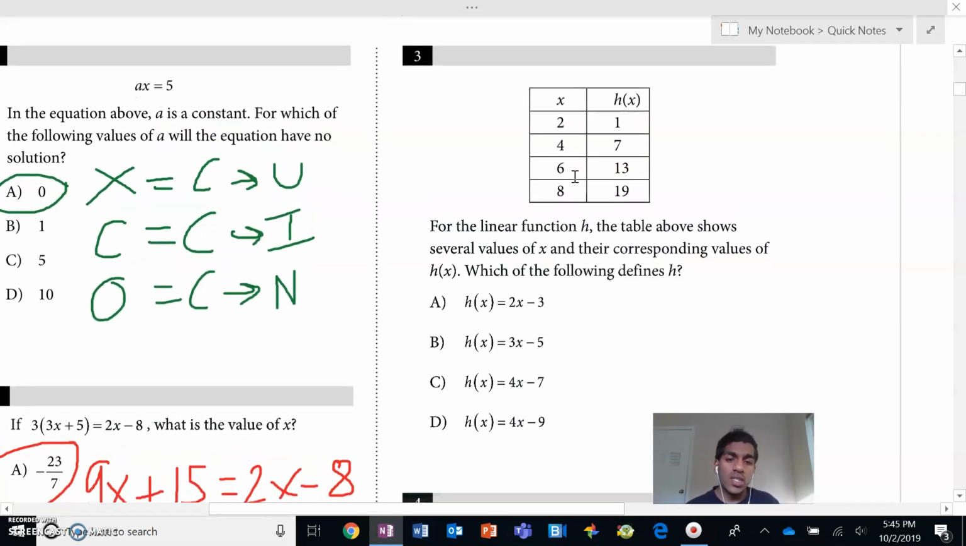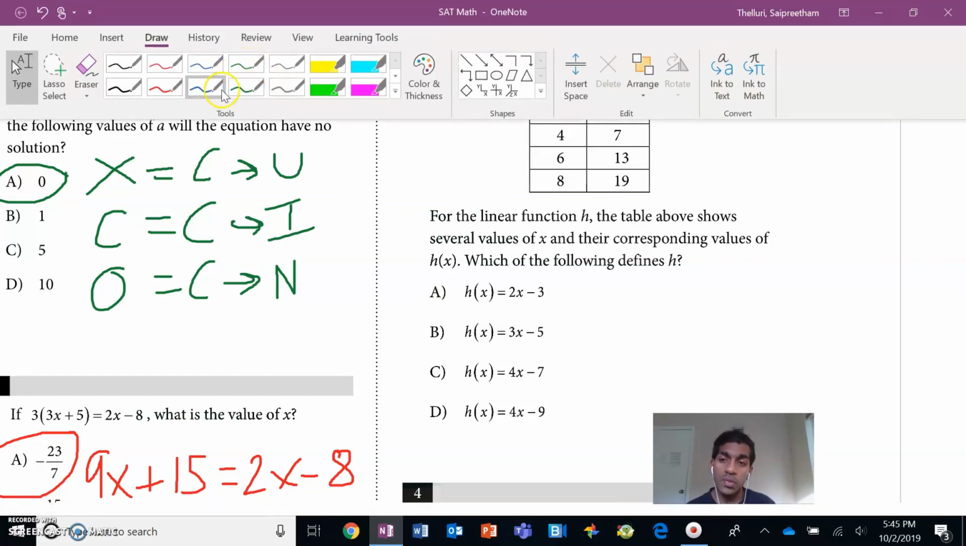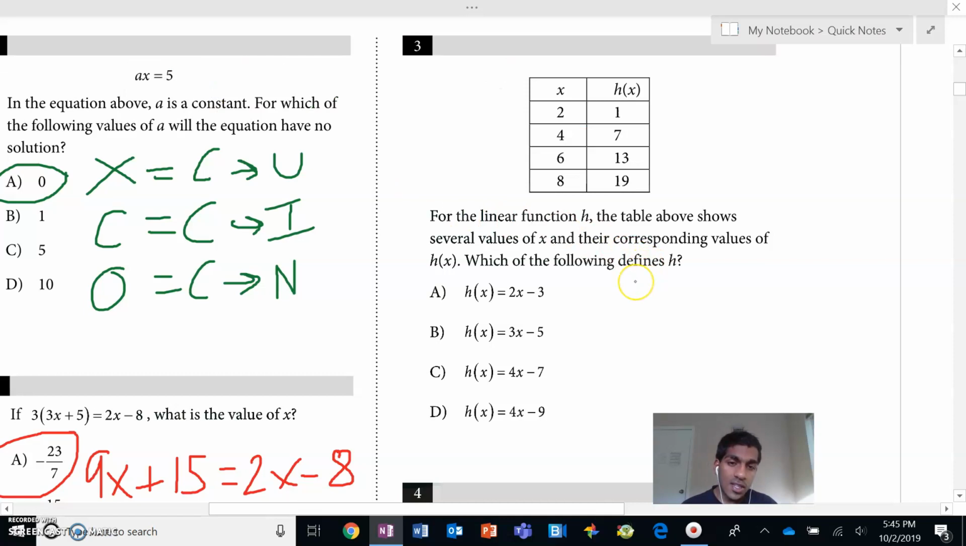Oh, these ones take some time to do. Anyways, this is my personal strategy. Whenever I have a function and then a variable and the answer, I just do the plug and chug strategy. That's what Princeton Review calls it, but I call it the plug strategy. Sorry, Princeton Review.